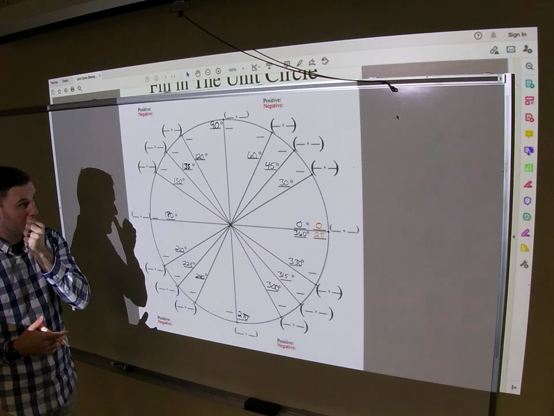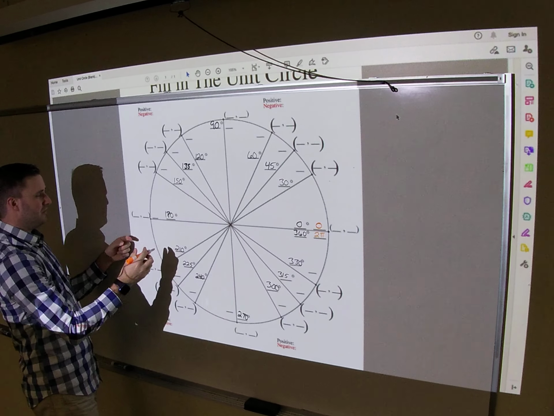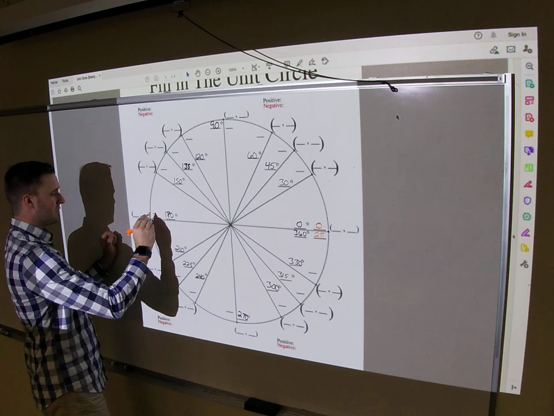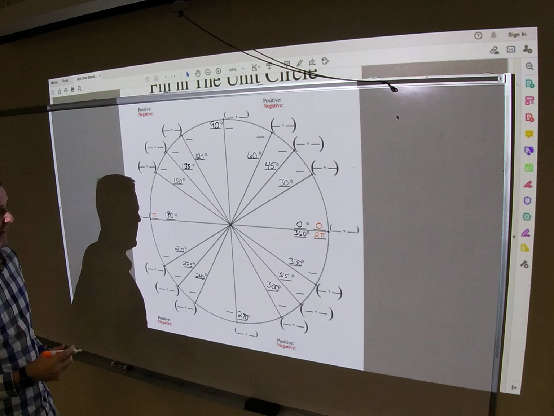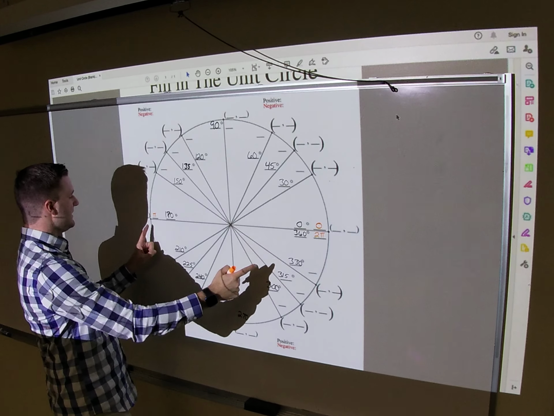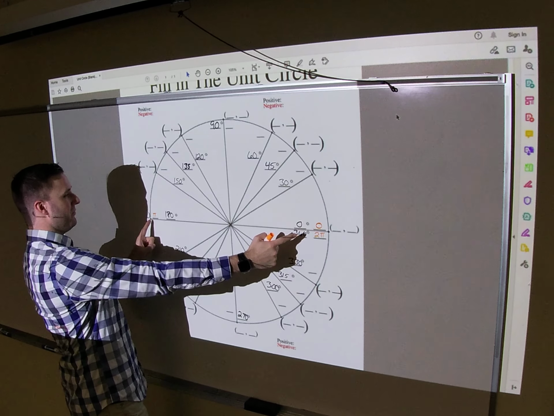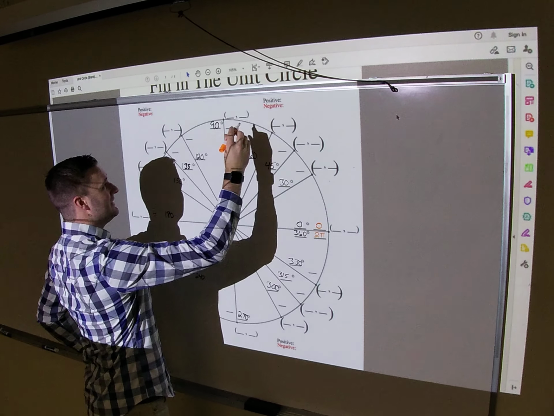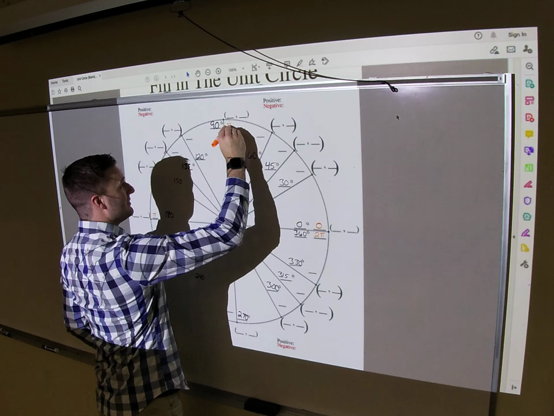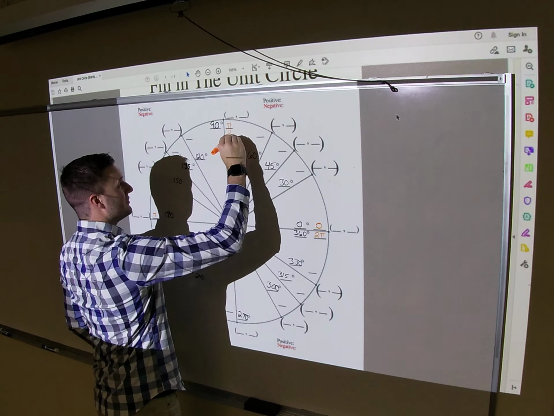If all the way around is 2 pi, let's talk about what halfway around would be. So half of 2 pi would be 1 pi. So we're going to write our 1 pi there. Now, what is halfway between 0 and 1? That would be 1/2. And so this is pi over 2.